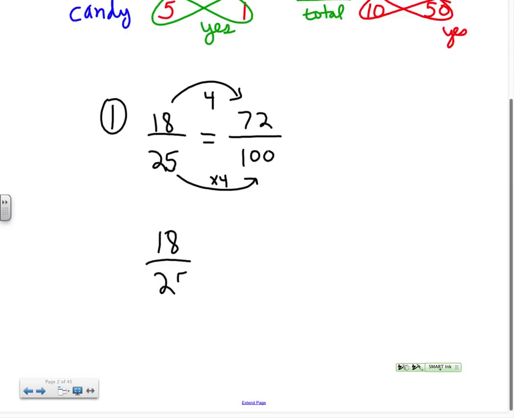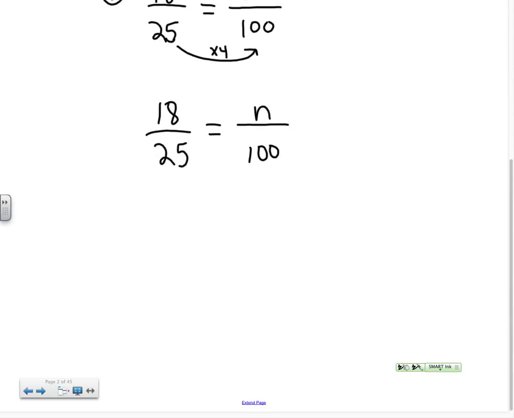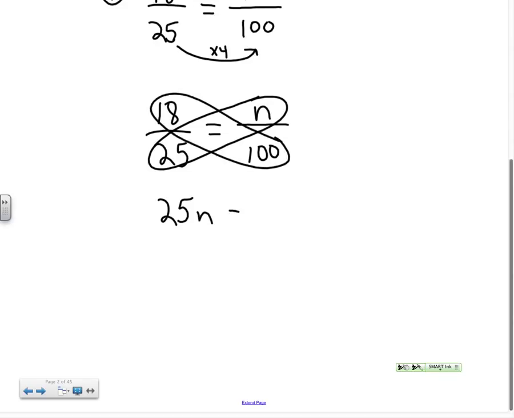18 to 25 equals something to 100. N is a variable. It's the unknown. I'm going to have to figure that out. If I wanted to go back to using our cross products, I would do this. 25 times n is 25n. 18 times 100 equals 1,800. Okay, now I would have to figure out 25 times something is 1,800.